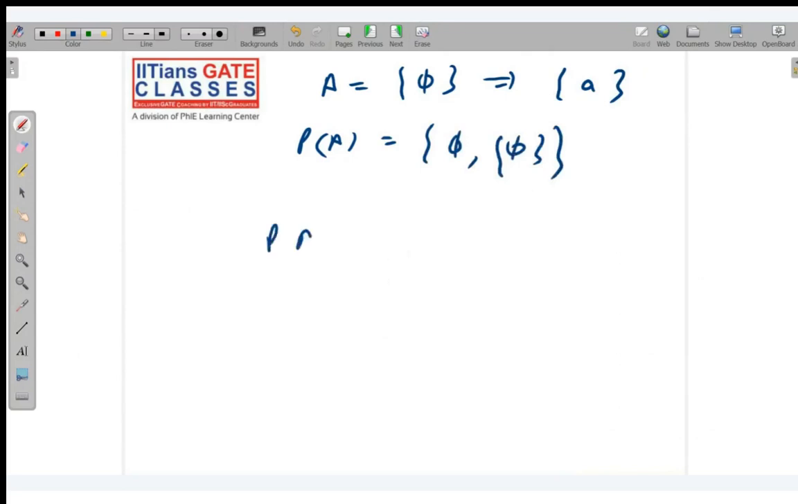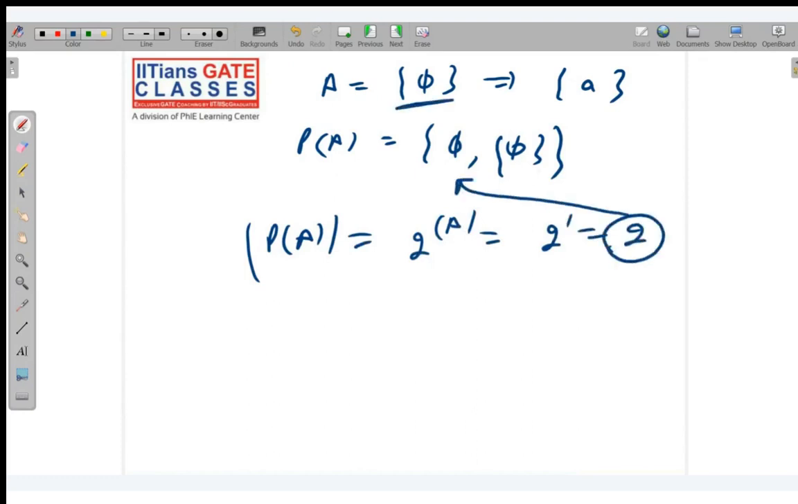And we can prove it also. Cardinality of the power set of A will be what? 2 power cardinality of A. So cardinality of A is what? 1. So 2 power 1, that means 2 elements. So we have shown you 2 elements. No problem.